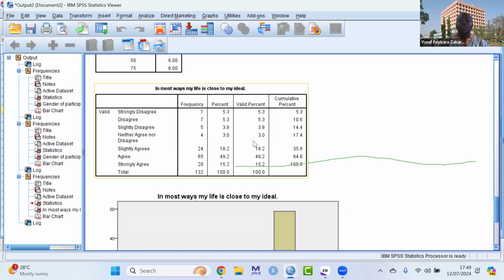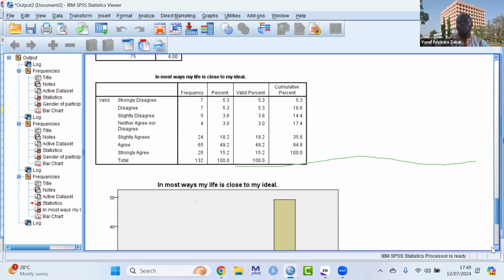So in most ways, you say my life is close to my ideal. We have quite a lot of people agreeing with this statement. You can see slightly agree 24, agree 65, strongly agree 20. Wow. So some people think the Tinubu economy doesn't affect them. They are just faking it, yes? So this is just about frequency count.